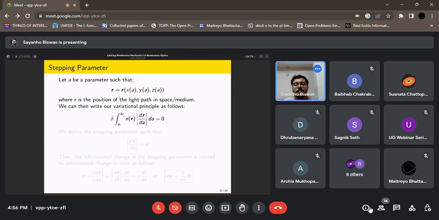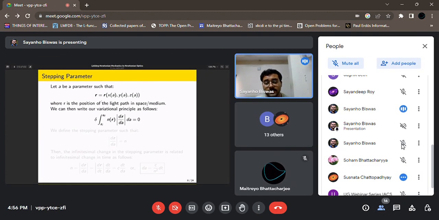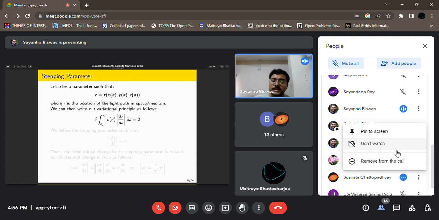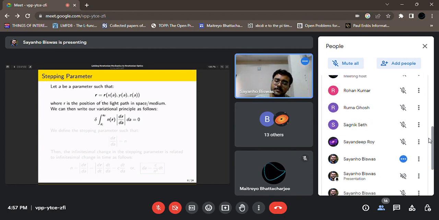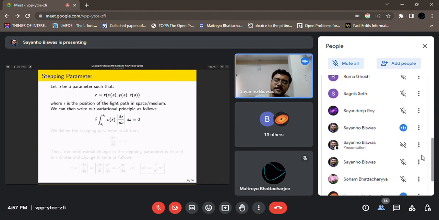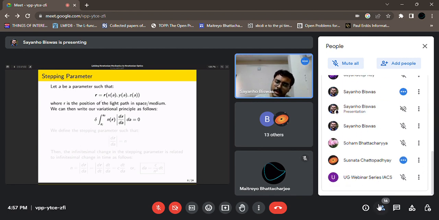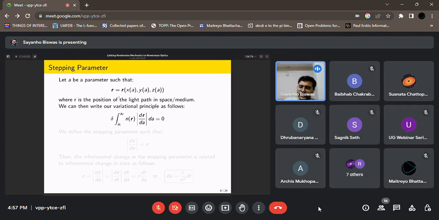Then what I do, in our previous variational principle, what we had said is that delta integral n r mod dr is equal to 0. Now we are saying delta integral n r mod dr/dA dA is equal to 0. We can do this simply because r is a function of A now. Next, we go on to defining the stepping parameter.